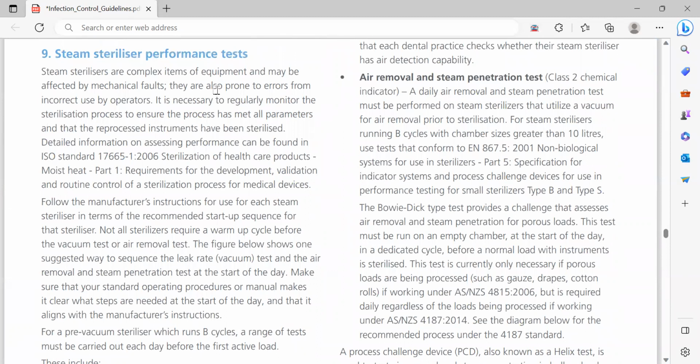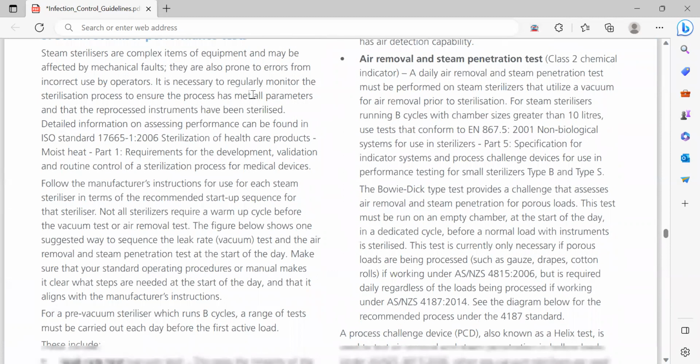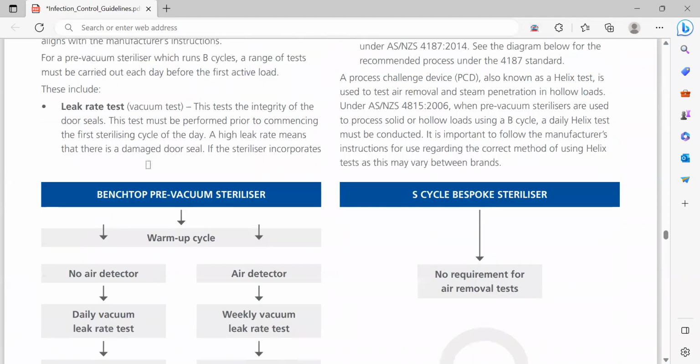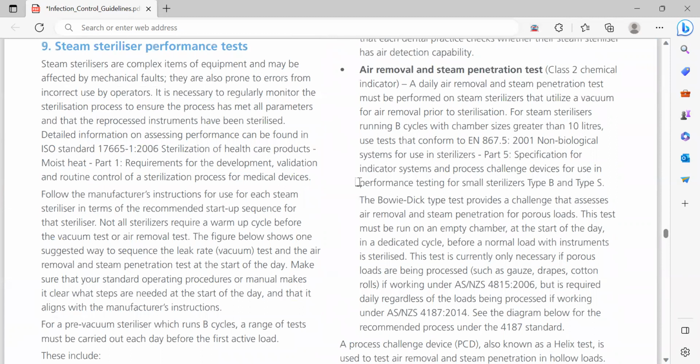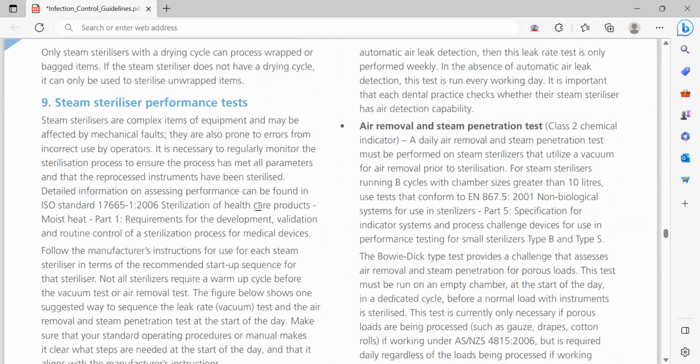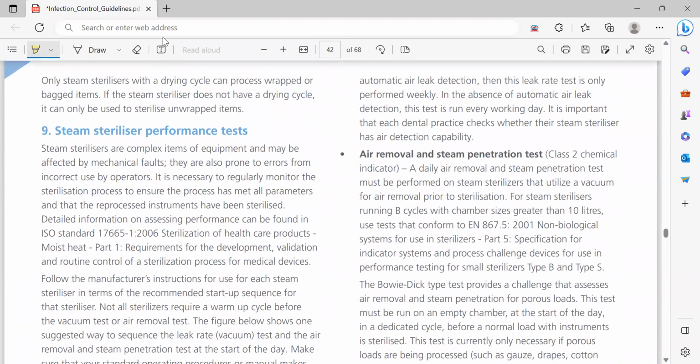Then steam sterilizer performance tests. These are tests that are sometimes done daily and sometimes done after a certain period of time. So we will start from this topic tomorrow, hopefully.